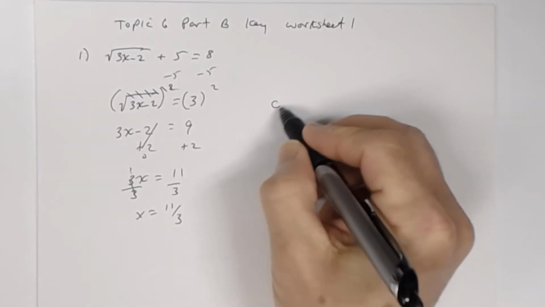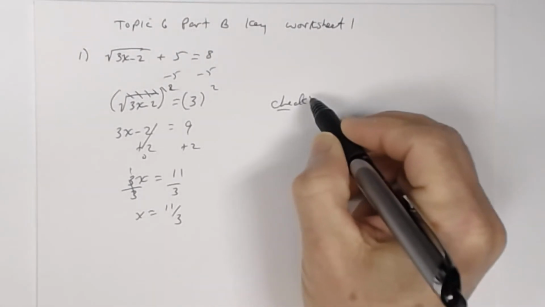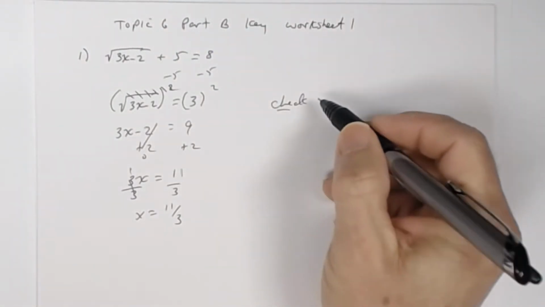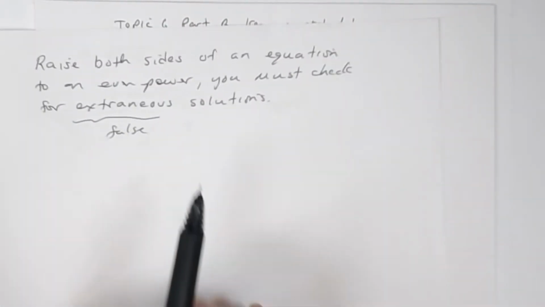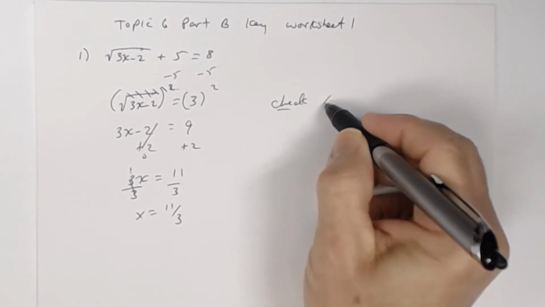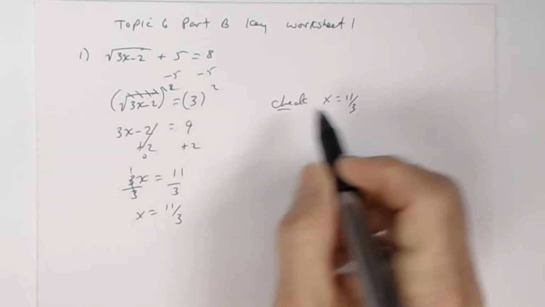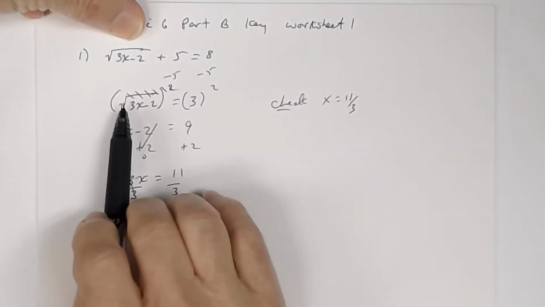So we have to check. So you have to check. Whenever you raise both sides to an even power, you have to check for extraneous solutions. So let's check x equals 11 thirds. So we're going to go back to the original problem. Always go back to the original.